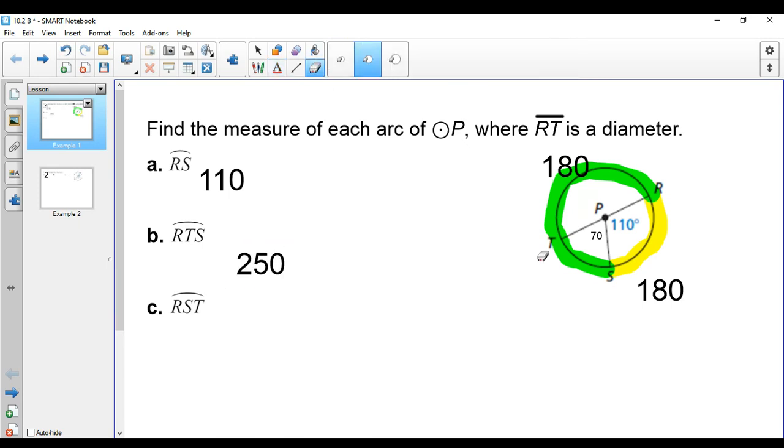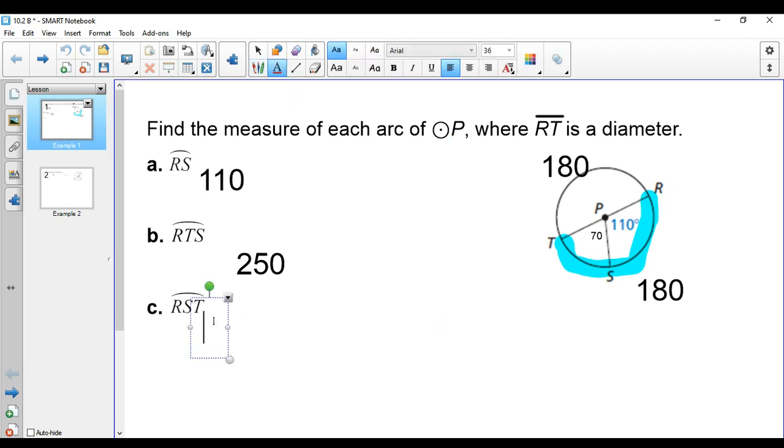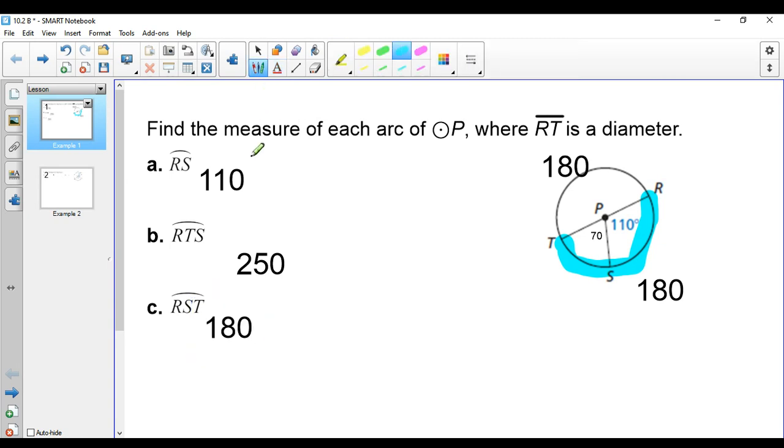And our last one, RST. RST is going to be the one that goes from R to S to T. And we actually already determined that. That's half the circle. So that one is 180 degrees. And we should have a degree symbol for all of these.